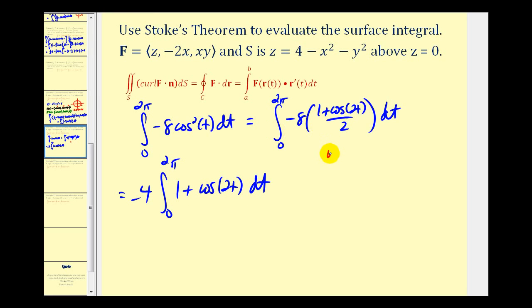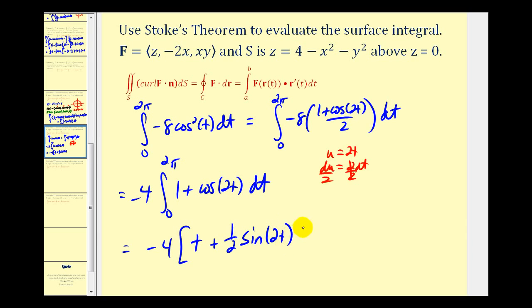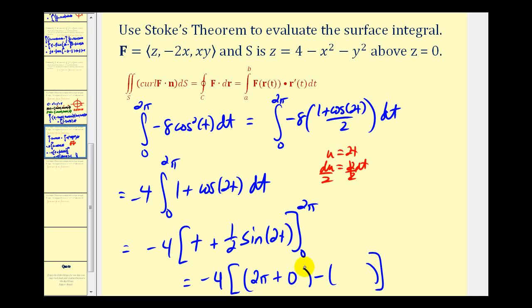Here we'd have a u substitution. So in converting to u, we have an extra factor of 1/2. So we'll have t plus 1/2 sine 2t. So when t is 2 pi, we'll have 2 pi plus sine of 4 pi, which is going to be 0, minus 0 plus 0. So it looks like we have negative 8 pi.